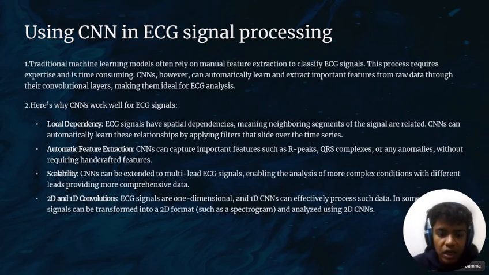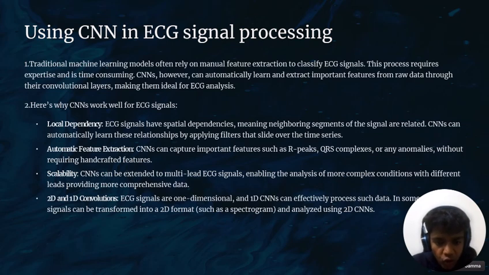Now, I'll tell you why CNNs work well for ECG signals. They have local dependencies. ECG signals have spatial dependencies, meaning neighboring segments of the signals are related. CNNs can automatically learn the relationship by applying filters that slide over the time series. Automatic feature extraction: CNNs can capture important features such as the R peak, QRS complex, or any anomalies without requiring any handcrafted features. Scalability: CNNs can be extended to multi-lead ECG signals, enabling the analysis of more complex conditions with different leads, providing more comprehensive data.